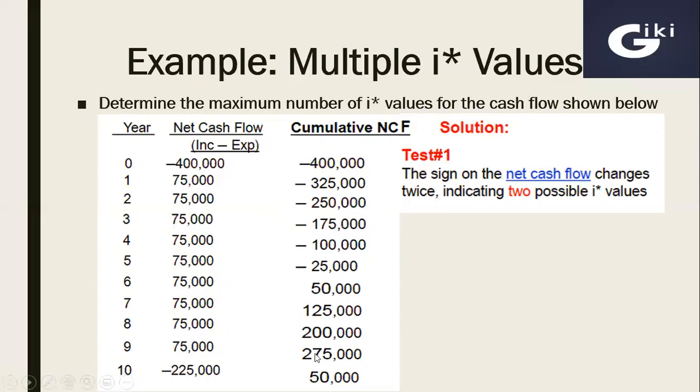So at the end of ninth year, cumulative net cash flow will be 275, and at the end of 10-year net cash flow is minus 225. So 275 minus 225, so the cumulative net cash flow will be 50,000.